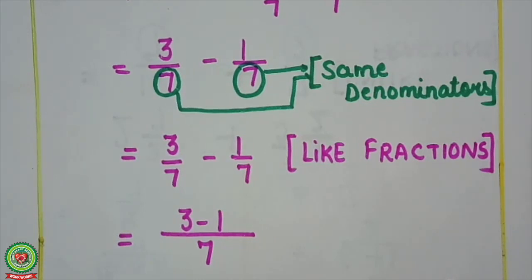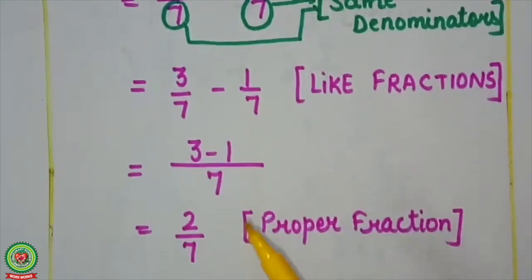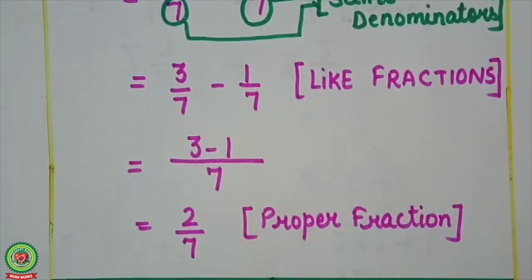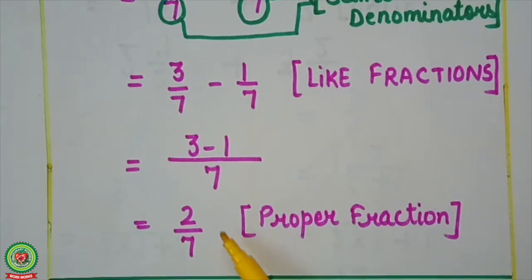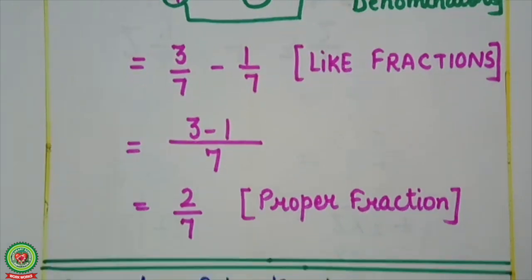Now, 3 minus 1 equals 2. So, answer is 2 upon 7. Here, numerator is smaller than denominator. As you know, if numerator is less than denominator, then fraction is proper fraction. Let's take one more example.